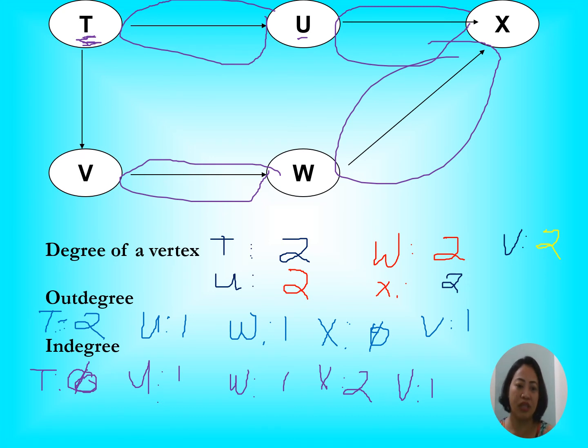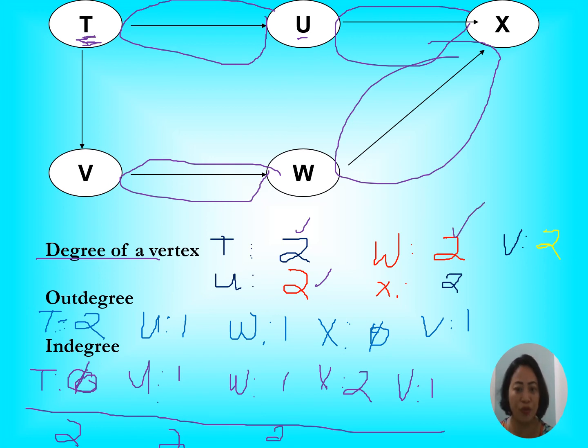Okay? So notice, if we add the out degree and the in degree, that will be the degree of the vertex. So for vertex T, 2 plus 0 is 2. So that is the degree of vertex T. U, out degree and in degree, so we have 2. So U also has a degree of 2. For W, 1 plus 1 is 2. Again, the degree of our vertex is 2.